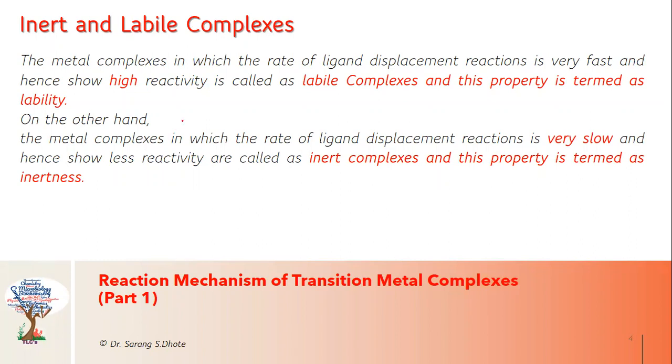A metal complex in which the rate of ligand displacement, here we are going to discuss the displacement reactions, is very fast and shows high reactivity is called a labile complex, and this property is known as labile. Whereas, on the other hand, the metal complexes in which the rate of ligand displacement is very slow and show less reactivity are called inert complexes, and this property is known as inert.